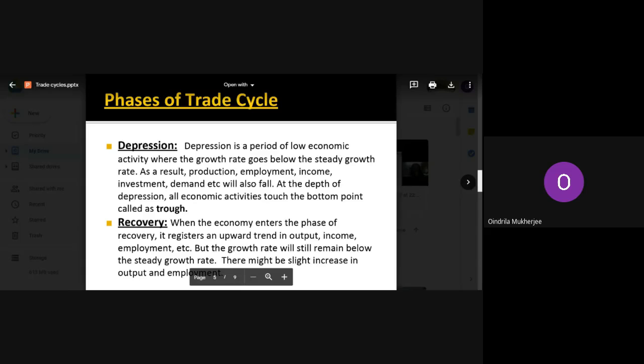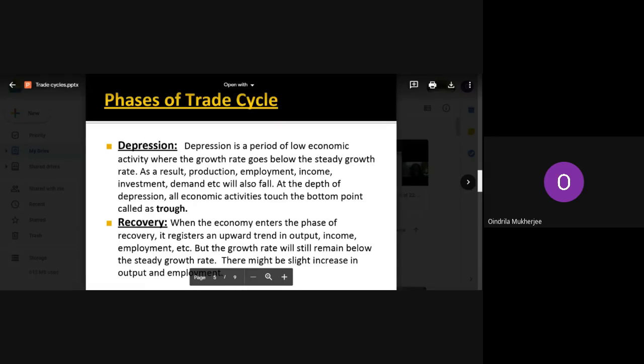Why? Because in case of depression, the economy is at the bottom phase. And when it reaches the bottom point, it is called a trough. Trough. It is called the bottom point. And when the economy reaches this trough, what happens? Everything comes down. The income of the nation comes down.